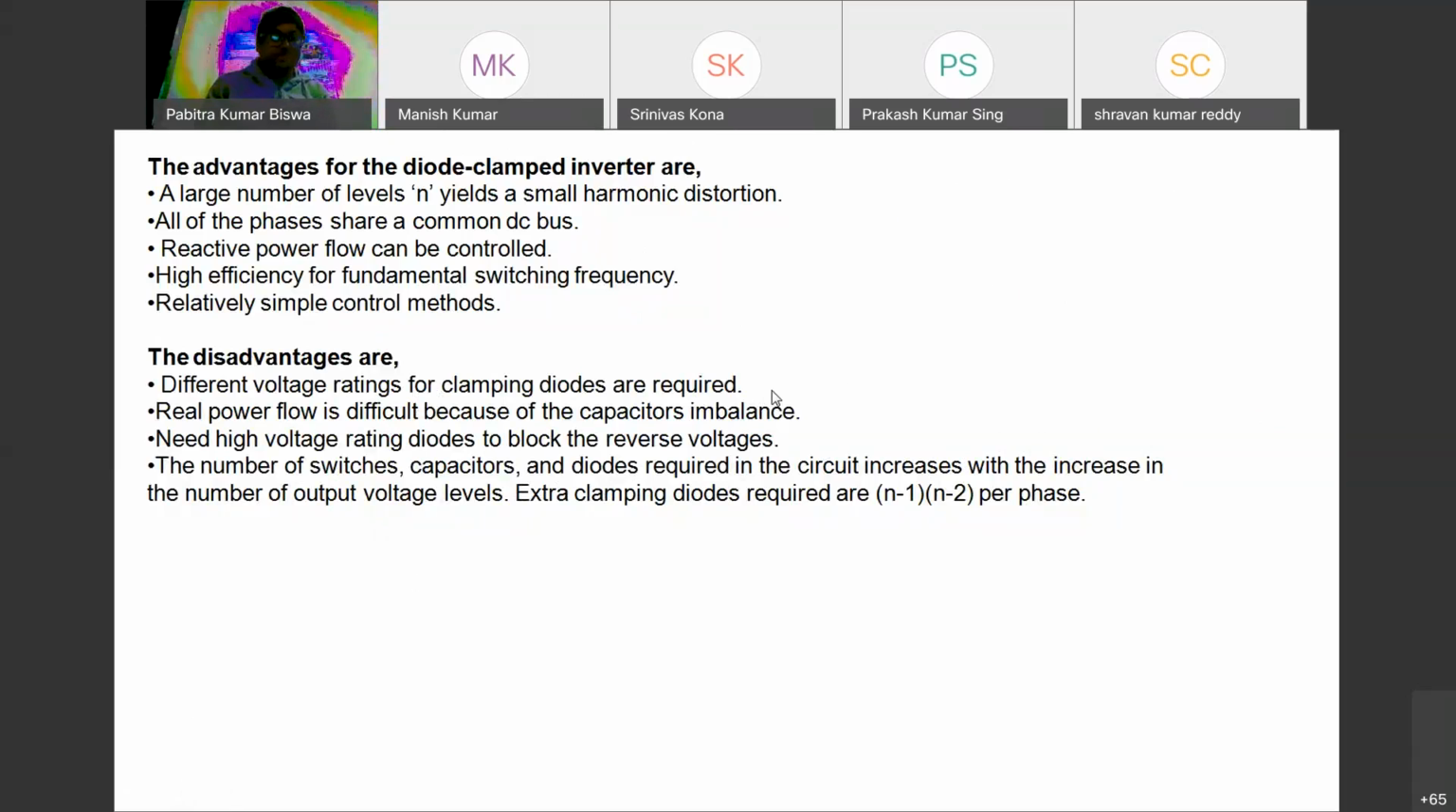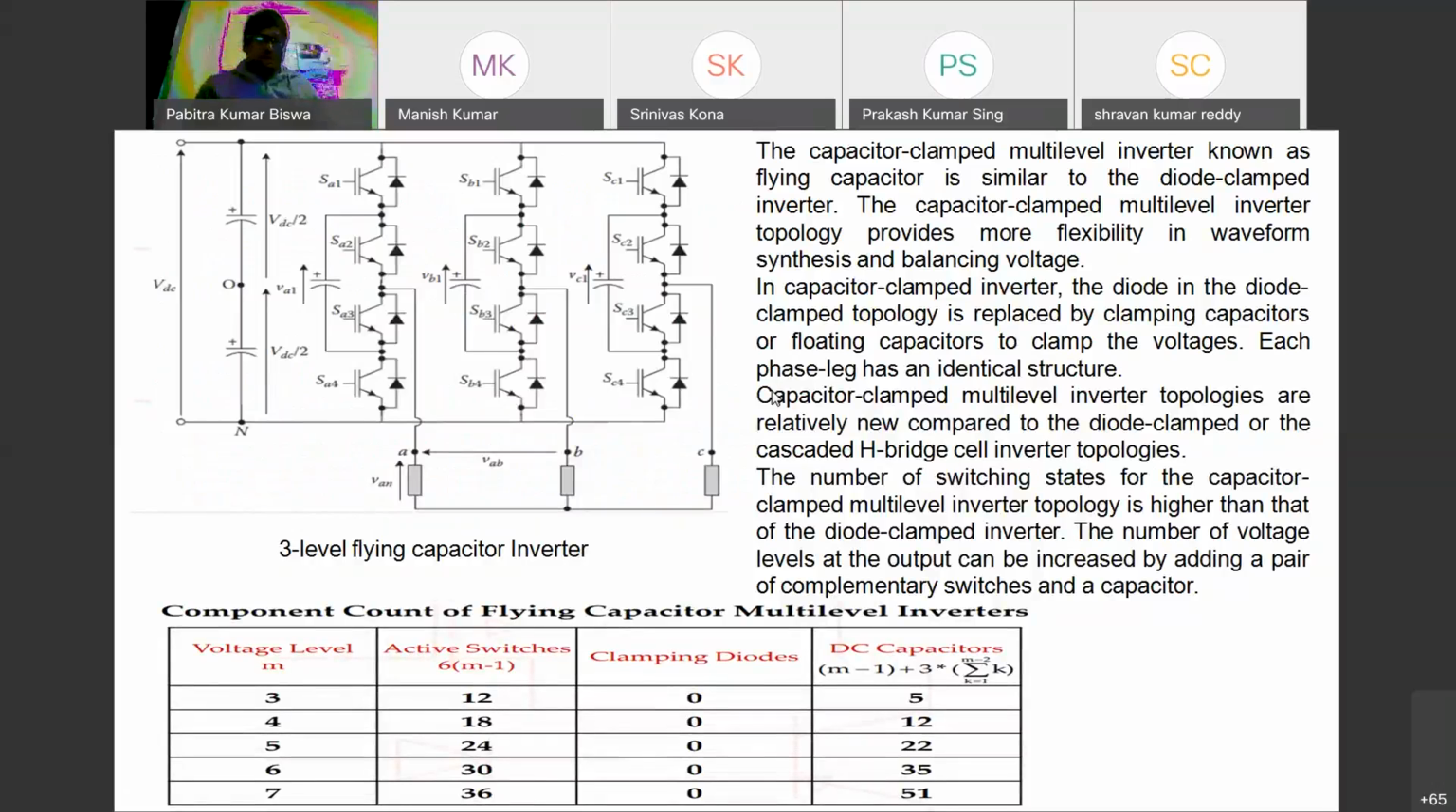Okay, this is the three level flying capacitor inverter. Here also we have to choose three level. It will be 12 active switches, clamping diodes 0, and capacitors m minus 1, 3 into m minus 2, summation by k equal to 1 into k. So we are considering in such a way. Then the capacitor also we have to consider.